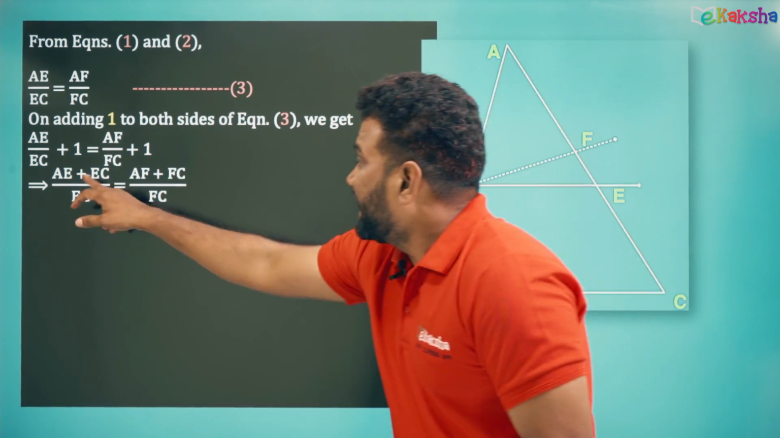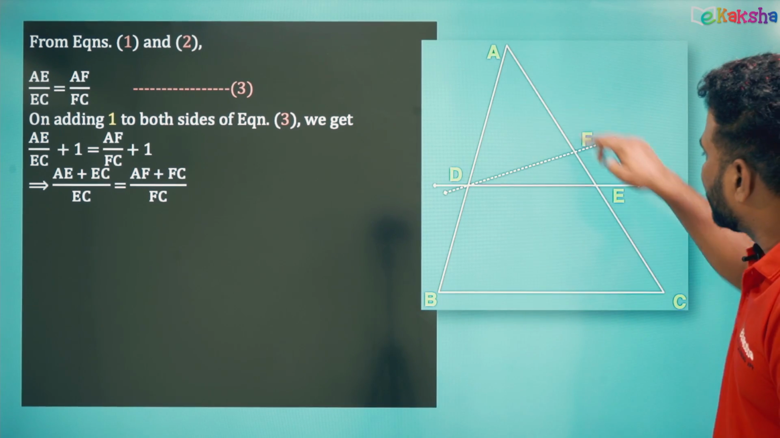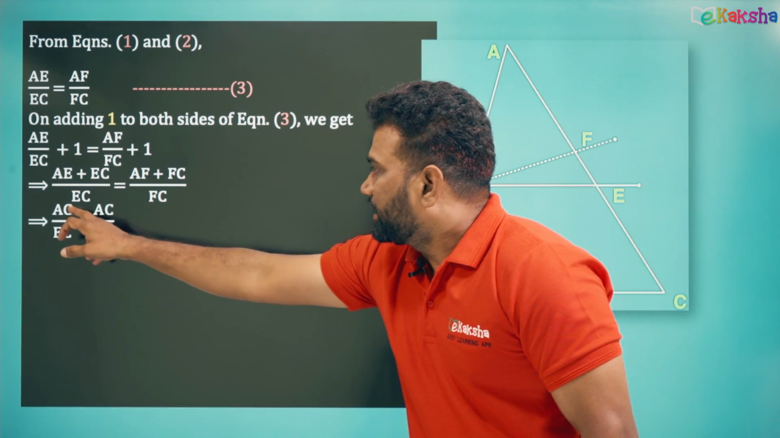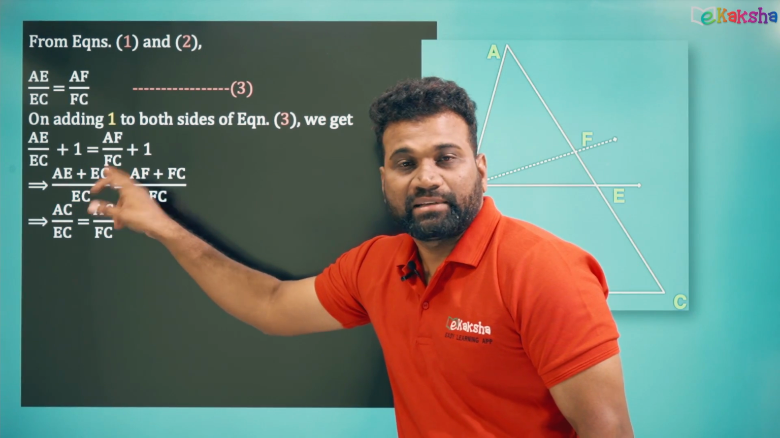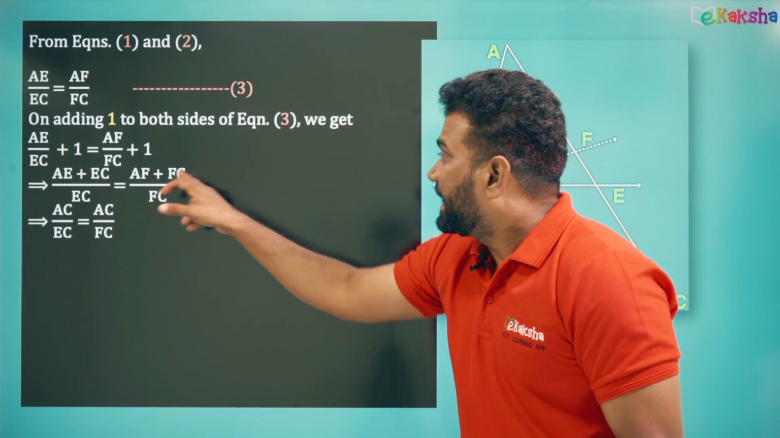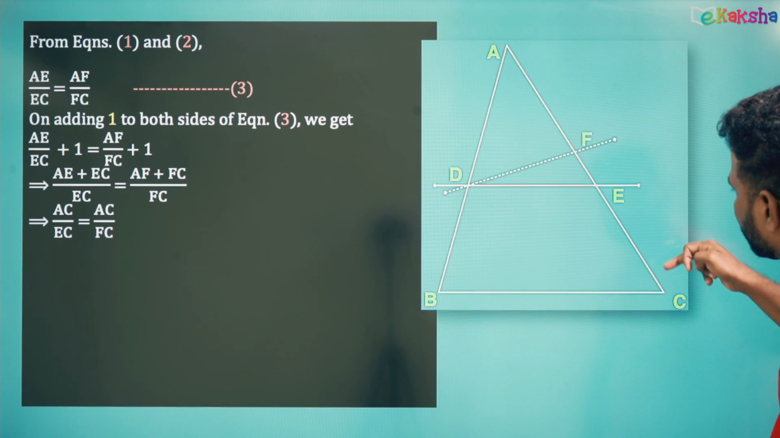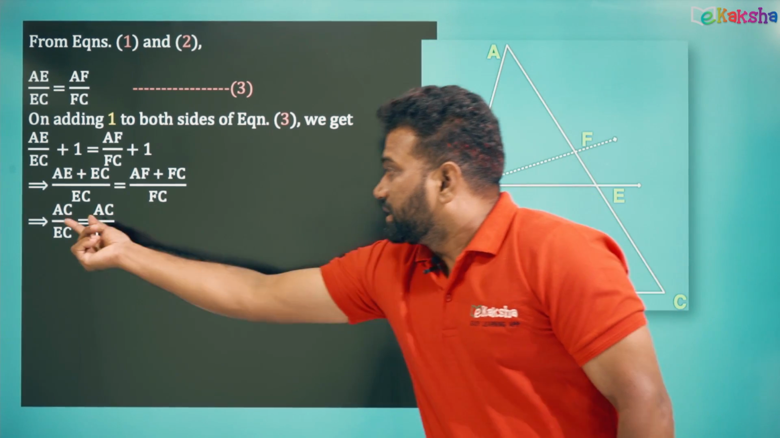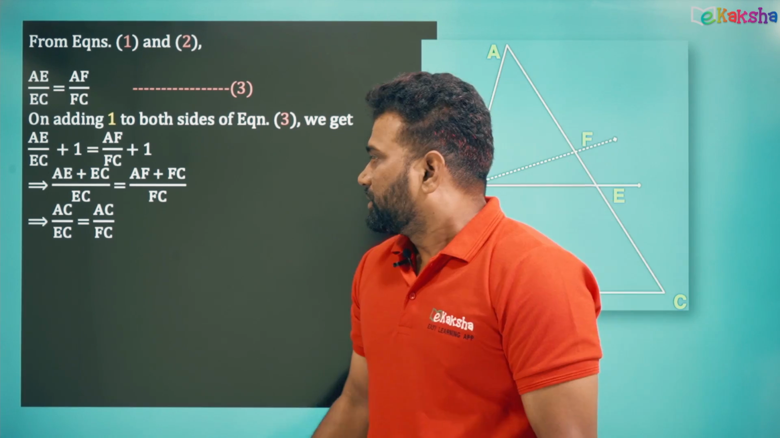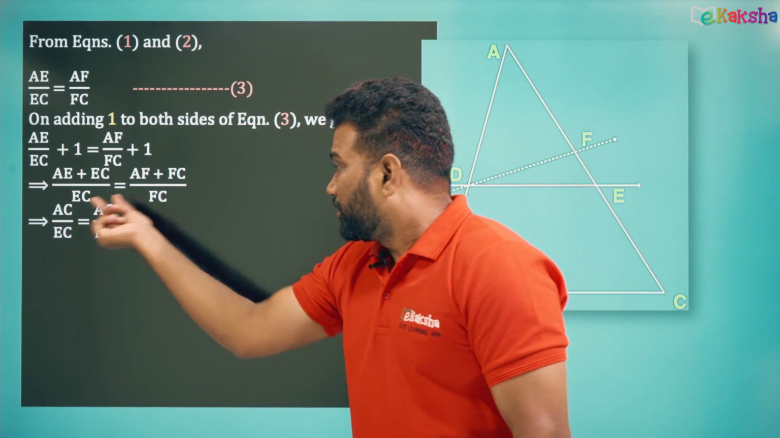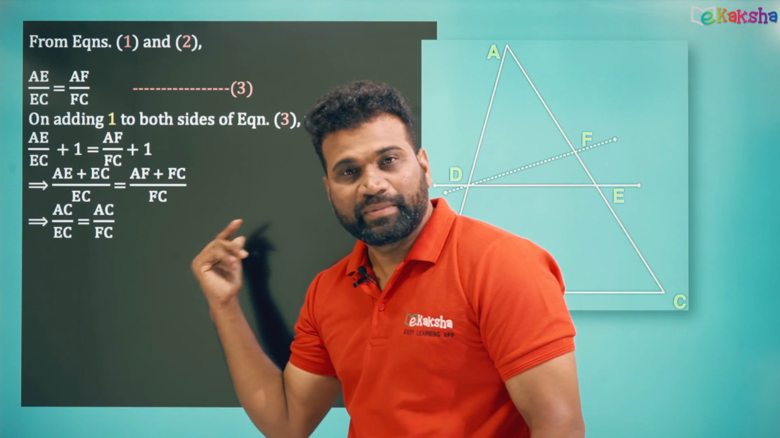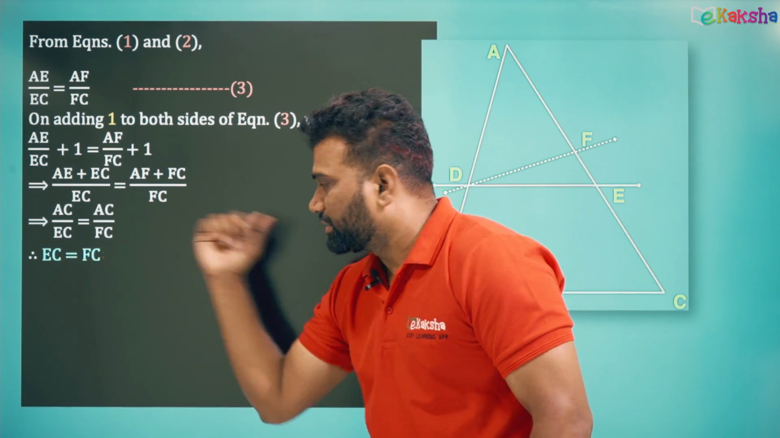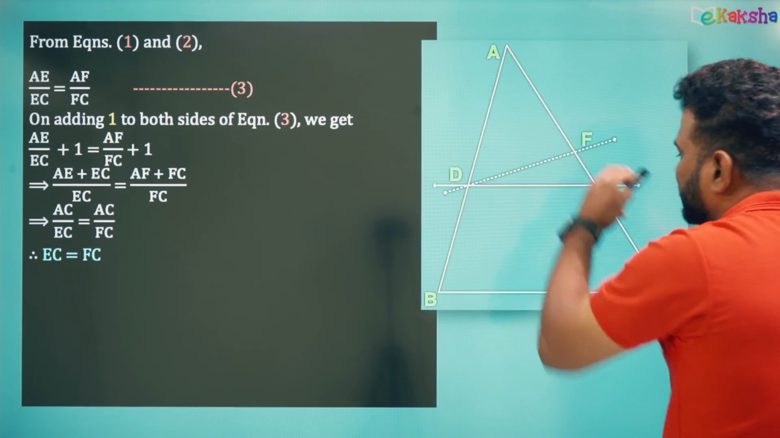Now look at here, AE plus EC, what is it? AE plus EC is equal to AC, right? So we can write AC over EC instead of AE plus EC over EC. And AF plus FC is again equal to AC, so AC over FC. So this fraction is equal to this fraction. Numerators are equal, so denominators must be equal. So we can say EC is equal to FC.